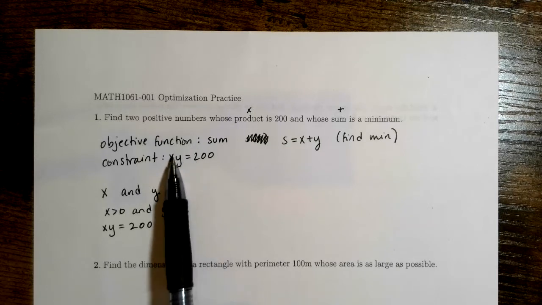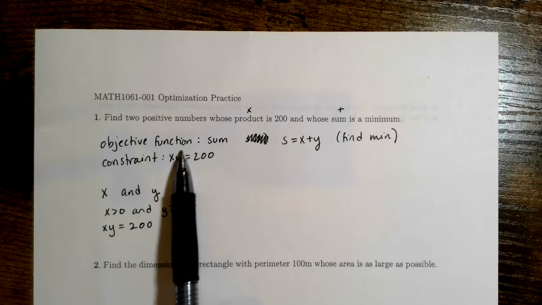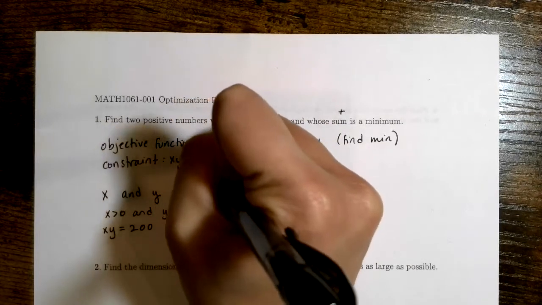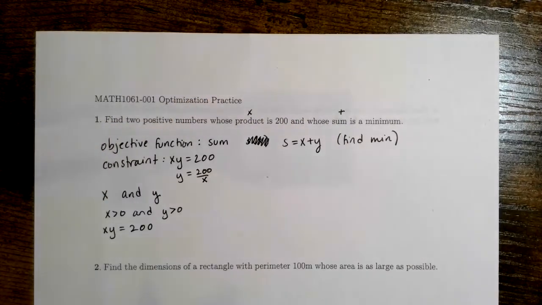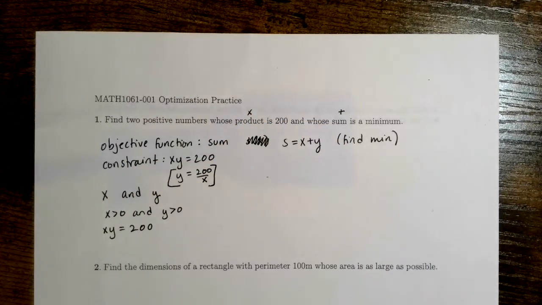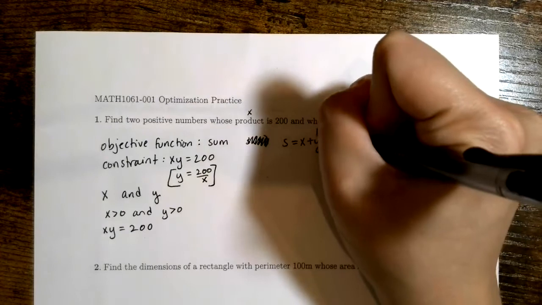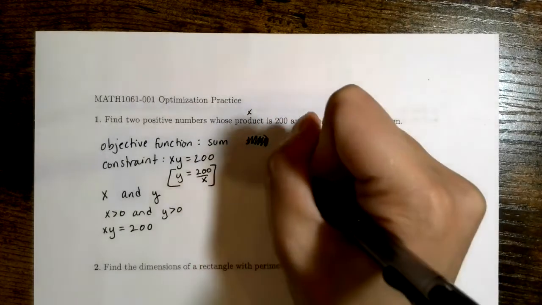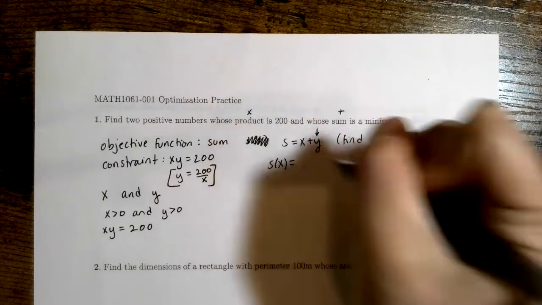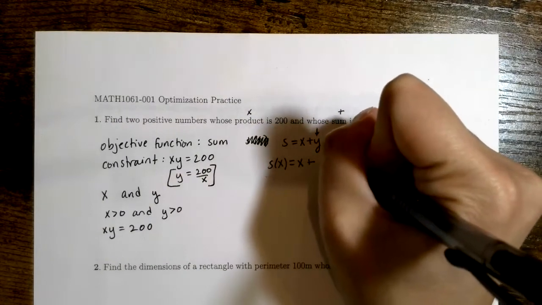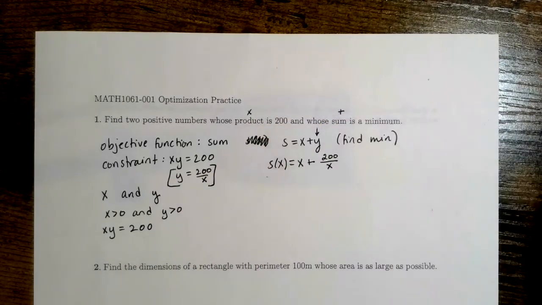Okay, so I'll take my constraint equation and solve it for one of the variables. Again, it's just as easy to solve for y as for x. I'll solve it for y. And I get this relationship that y equals 200 divided by x. And that's what I'm going to plug in for y in my objective function right here. So now we have s of x. Now it's a function of x. It's x plus this 200 divided by x.